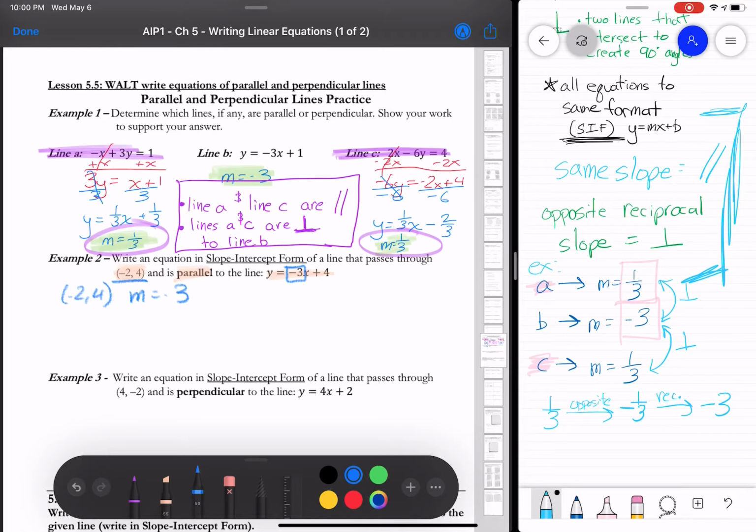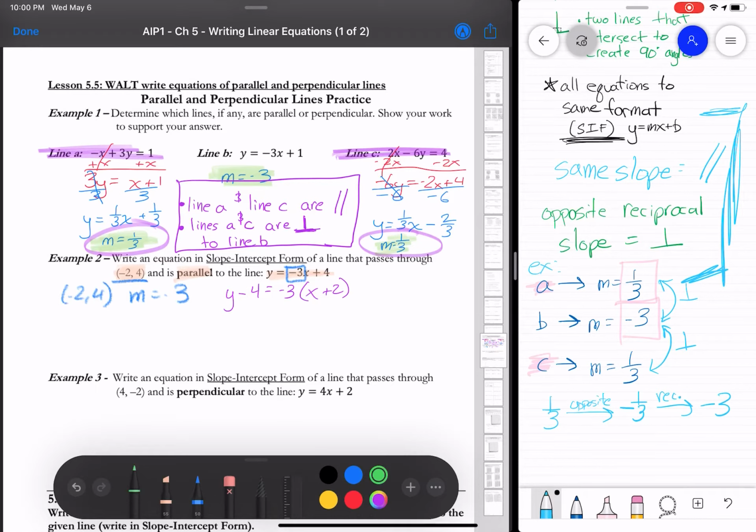Can't you write that in PSF? Yeah, because you have a point and you have a slope. So let's do that. We get y minus 4 equals -3 times x plus 2, right? We put it in PSF. Now I can distribute everything and get it into slope-intercept form, SIF.